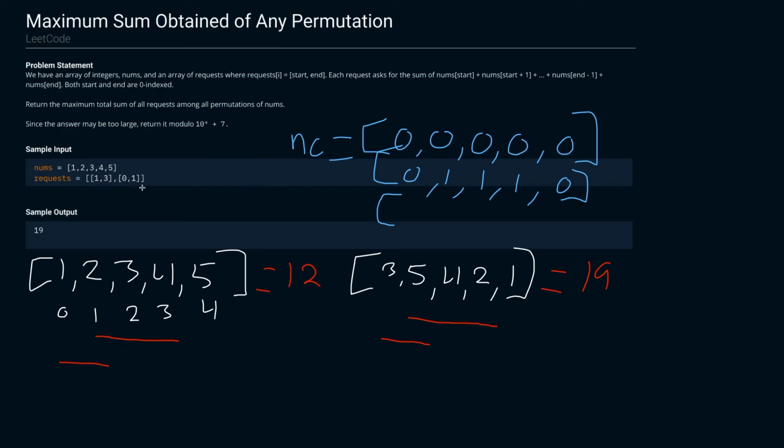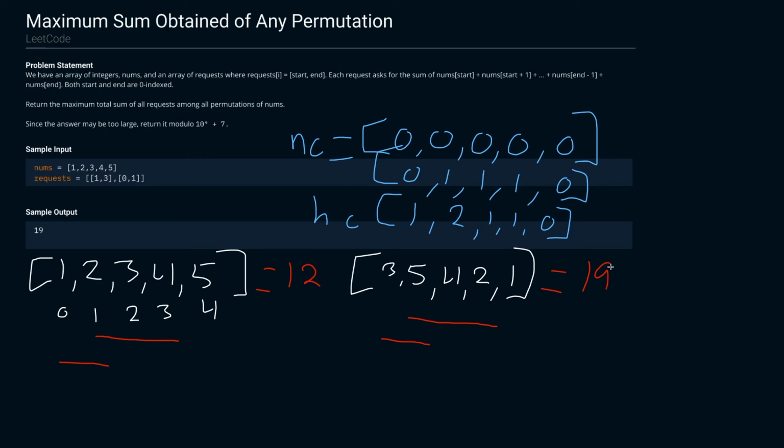And then if we add the second request, so if we're looking at 0, 1, and we add that to our hit counter, or we update our hit counter, what we're going to get is 1, 2, 1, 1, 0, right? And this is going to be our final hit counter. And so now what we can do is we can actually use kind of like a scalar product.